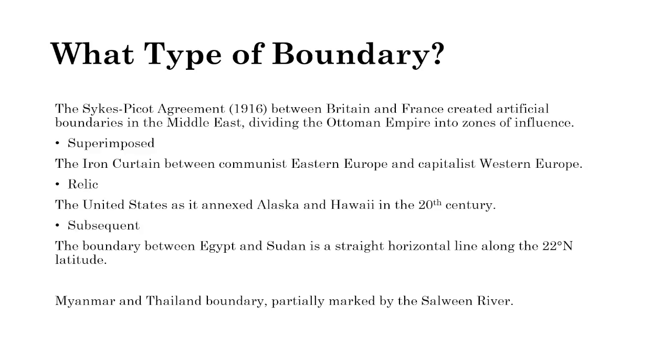The next one, the boundary between Egypt and Sudan in Africa, is a straight line along the 22 degrees north latitude. That's going to be a geometric boundary because it's a straight line. And then finally, Myanmar and Thailand, their boundary is partially marked by a river, and that river probably existed there before human settlement. So that's going to be an antecedent boundary there.